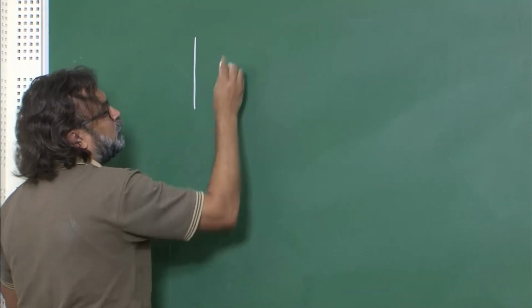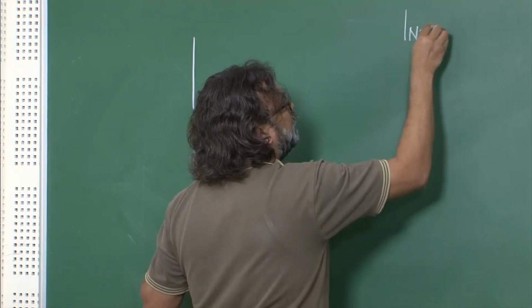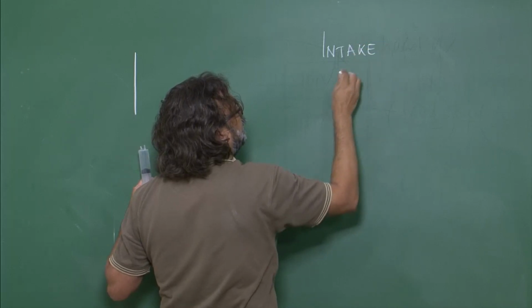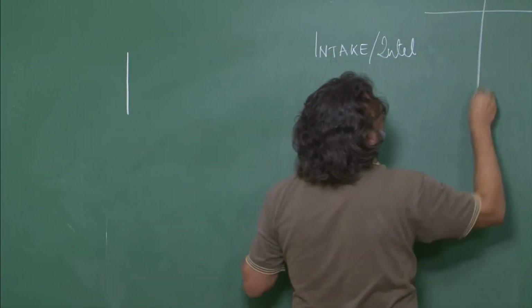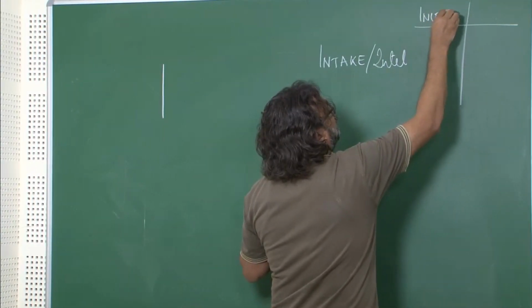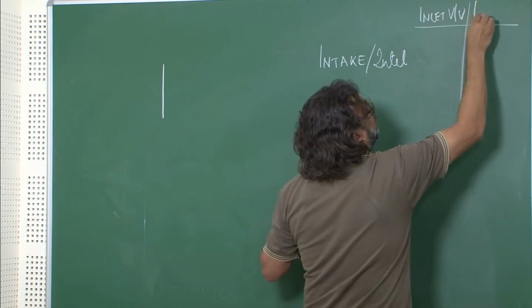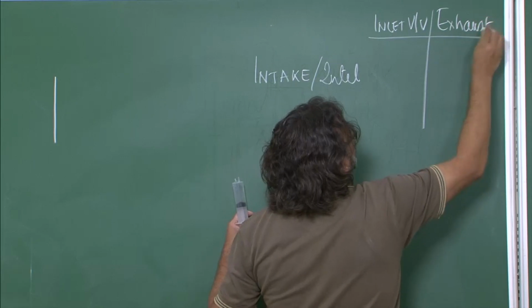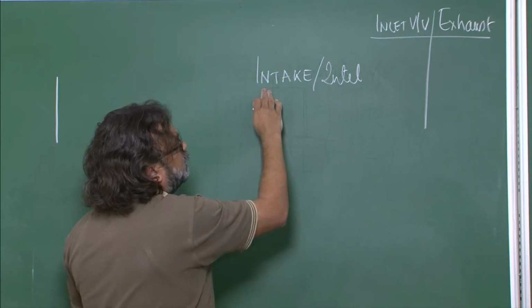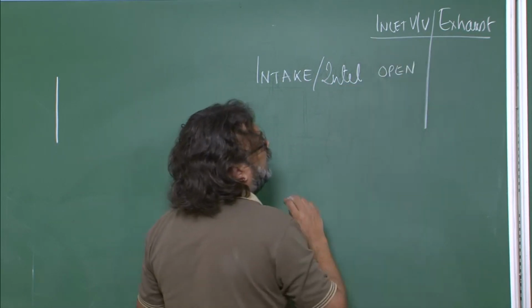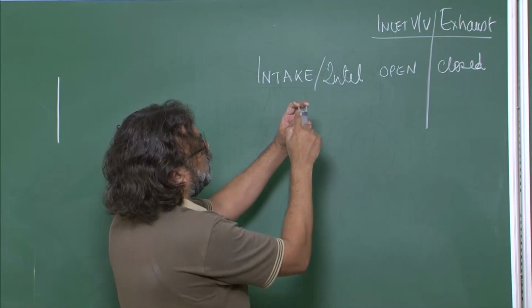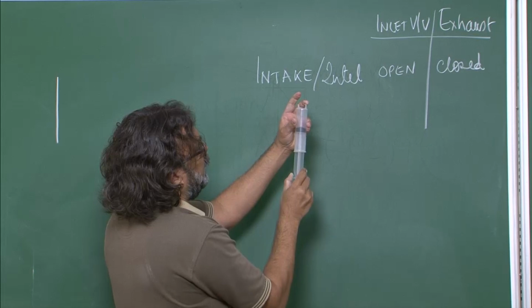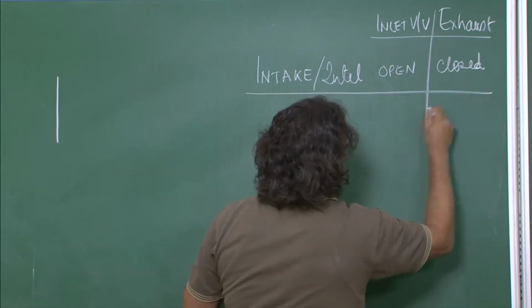So let us make two small diagrams here and try to understand this process. Let us say the first one was an intake stroke, or inlet stroke, and let me put the inlet valve and the exhaust valve. In the inlet stroke, the inlet valve was open and the exhaust valve was closed. So we went from the top dead center, this was open, and we went down and charge came in. So this was stroke number 1.